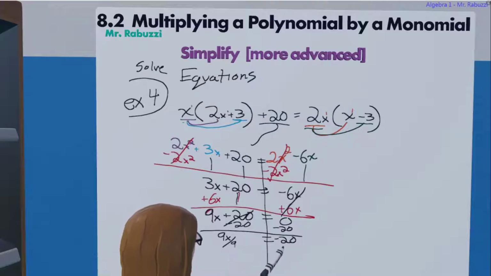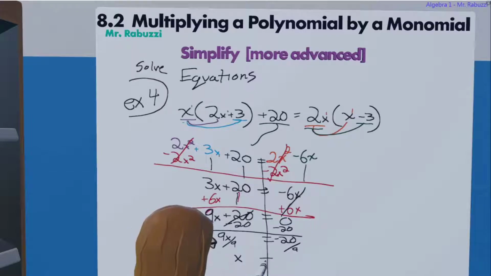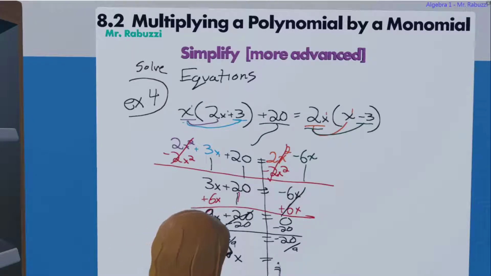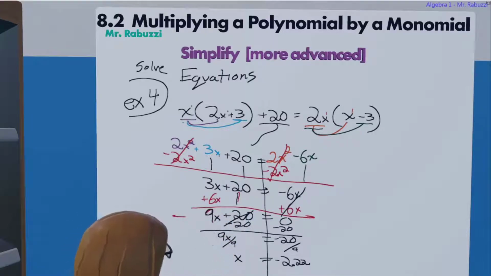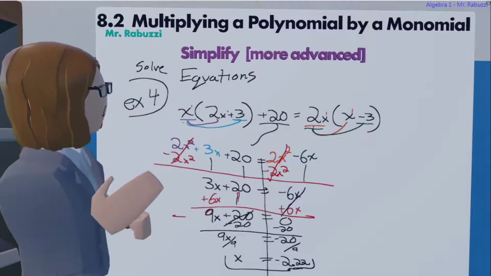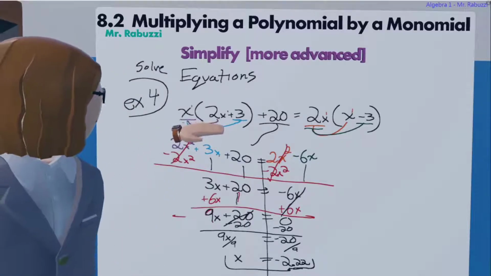Okay, then we need to divide by the coefficient. So divide by 9 on both sides. We get x on the left side, and we get this fraction on the right, negative 20 divided by 9. You can keep it as the fraction, that's okay. Or you can check your calculator and see that it is negative 2.222222. So there we go. We have our answer.